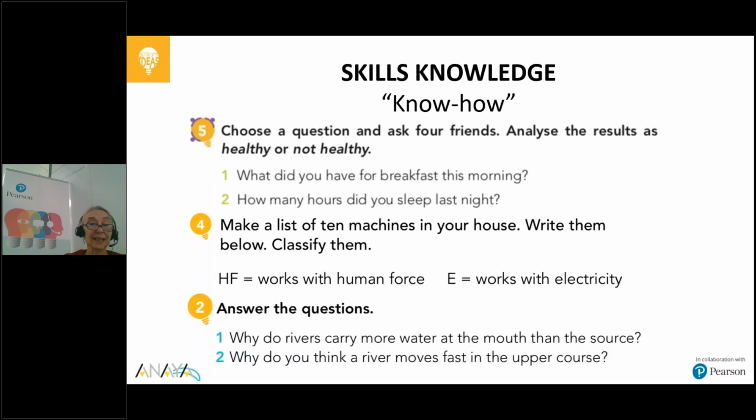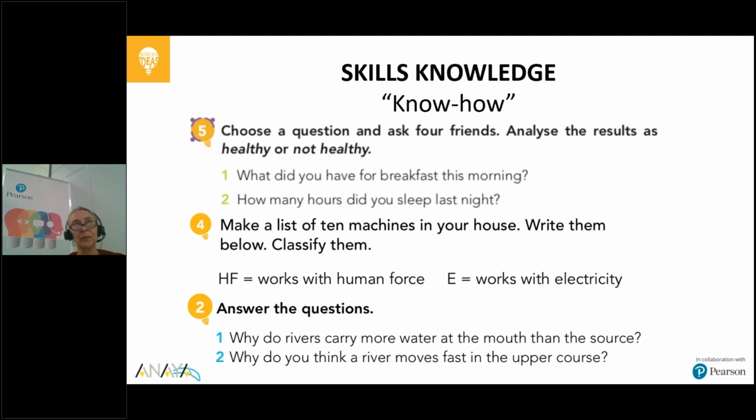And finally, there's some questions. Knowing how to answer questions. Why do rivers carry more water at the mouth than the source? Why do you think a river moves faster in the upper course? Here we're asking them to analyze the information they have been given to be able to answer a deeper question about how the water works, the volume of water in the river, which won't be explicit in the information, it will be implicit. And so they have to show their skills, analytical skills, literacy skills here.